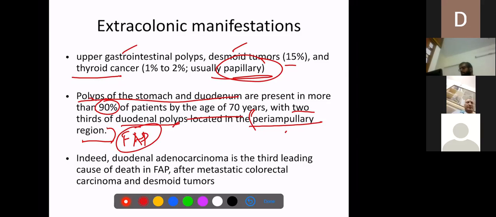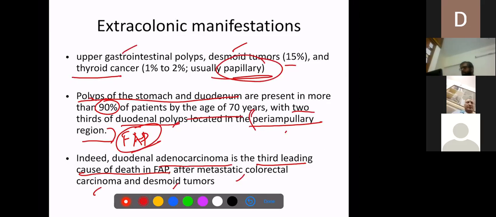Indeed, duodenal adenocarcinoma is the third leading cause of death in FAP after metastatic colorectal carcinoma and desmoid tumors. These are words taken exactly from the Sabiston latest edition, 20th edition. So there may be a question: after metastatic colorectal carcinoma, which is the commonest cause of death in familial adenomatous polyposis? What is the answer? After metastatic colorectal carcinoma, which is the commonest cause for death in FAP? Can anyone write in the chat box? It's desmoid tumors. I have given it.